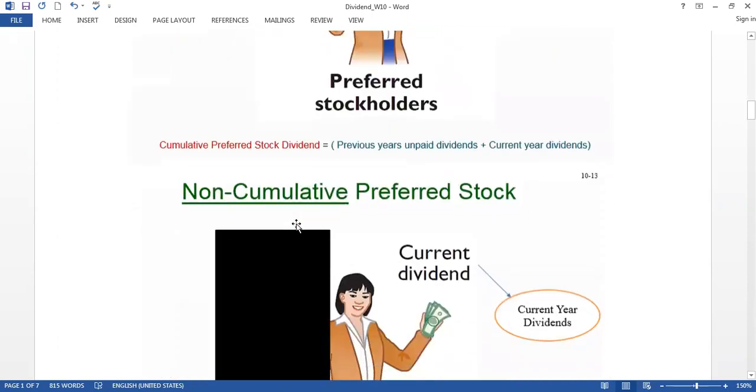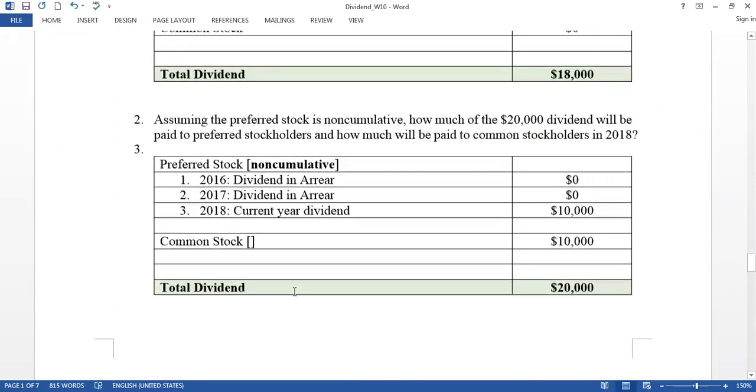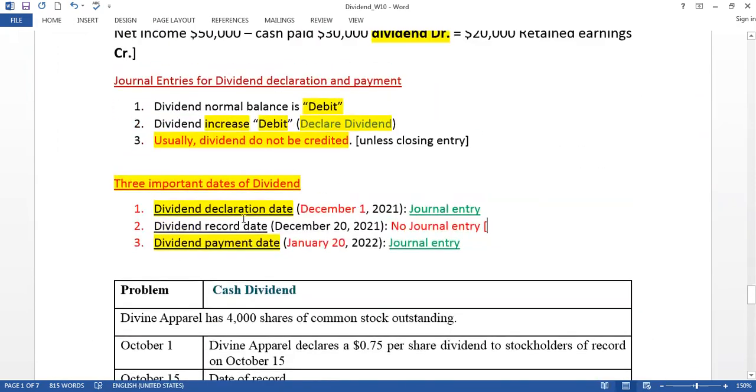So these are the 3 important dates. The company declares dividend one day, then the company calculates how many shareholders will receive this dividend. After calculating, on another day, the company pays this money. So for example, here you are 40 students, 40 shareholders. All of you may not receive dividend. Why? Because you are not holding my share.